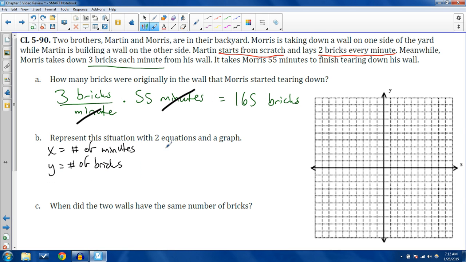And so for Martin, he started from scratch. So if we have some Y equation for his number of bricks, it's 2 bricks every minute. Y equals 2x. And if you want the starting value, it really is plus 0, if that helps. Okay. Morris, on the other hand, he takes down 3 bricks every minute. So while this guy builds, he's going up in that positive direction. This guy's going down. He takes down 3 bricks every minute. Every time 1 minute goes by, he loses 3. That's what that means. But we also need a starting value for this guy, and his was 165. That's what we had to find.